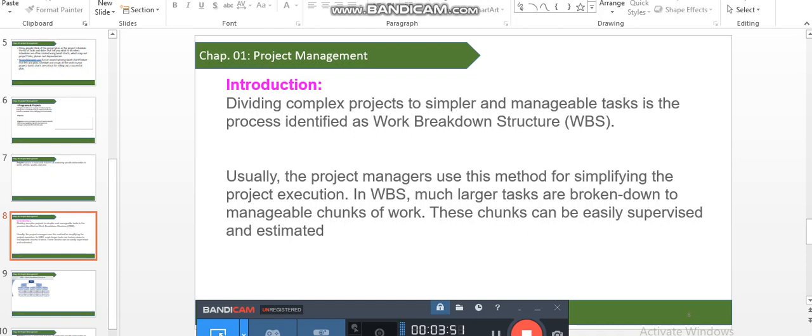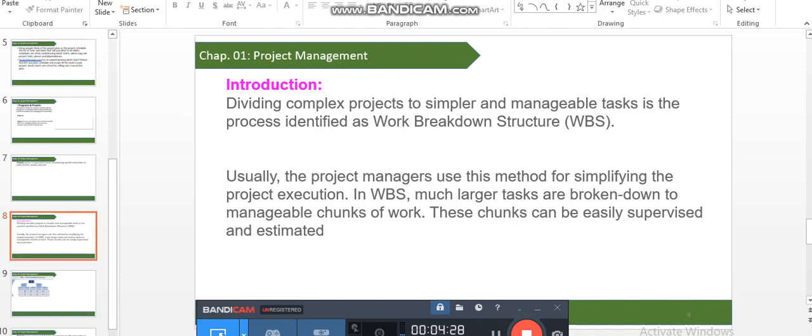Decomposition consists of the following 5 steps. Identify the deliverables and related work. Structure and organize the work breakdown structure. Decompose the work breakdown components into lower level components. Assign identification codes. It depends on the project manager and the nature of the organization which kind of code they assign. Verify the work breakdown structure is necessary and sufficient.